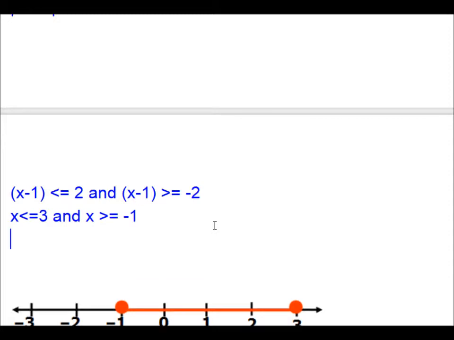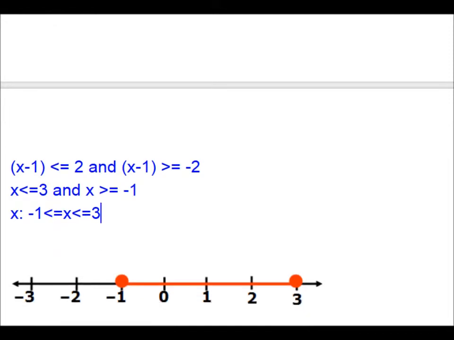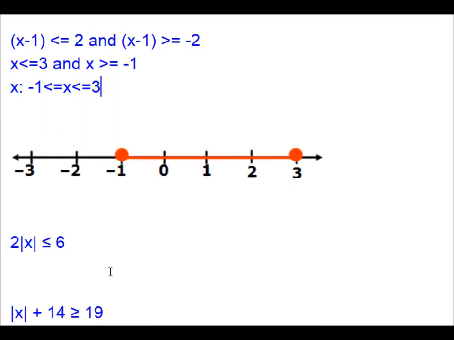So we can write the expression as x is such that minus 1 is less than or equal to x is less than or equal to 3. So this is how we will write the compound inequality.